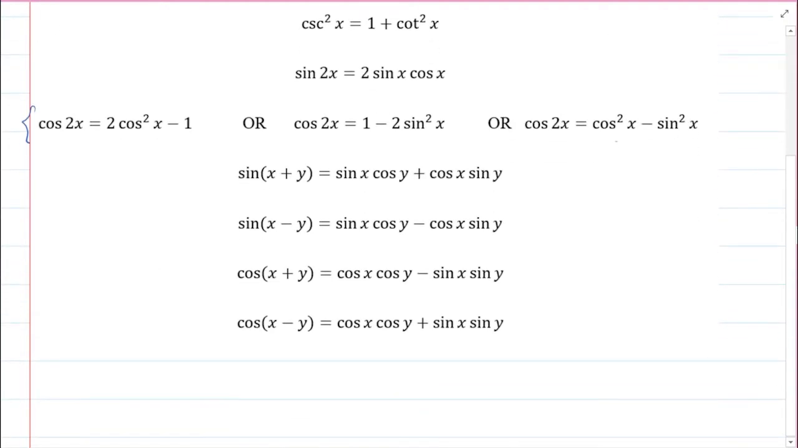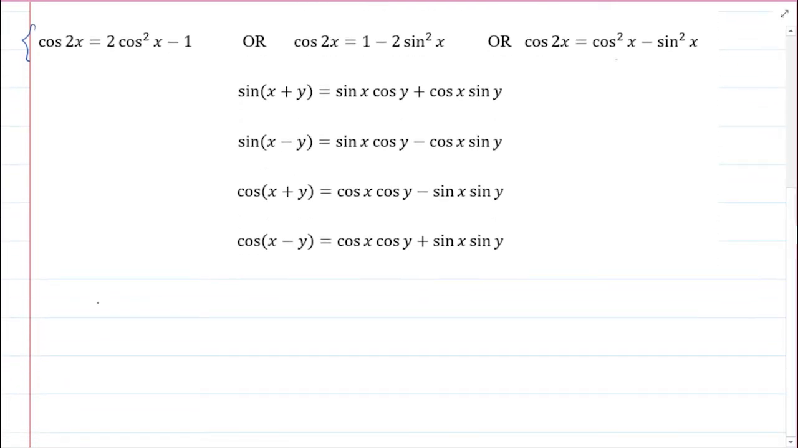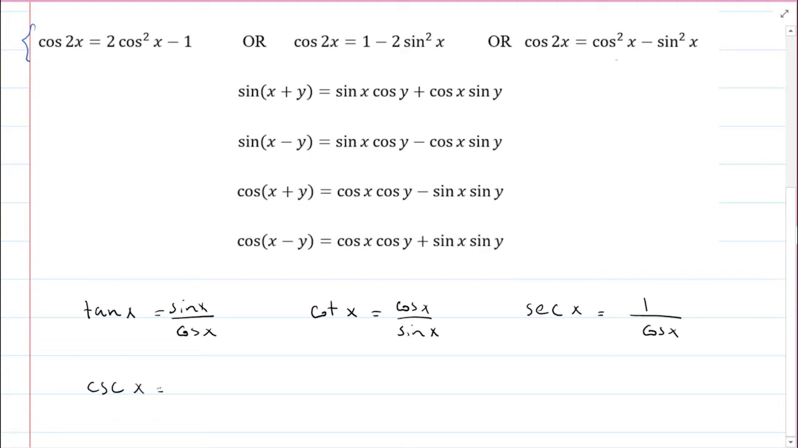We also have these identities for addition and subtraction of angles. So sine of x plus y, sine of x minus y, and the same thing with cosine. We also need to know the definition of tan, which is sine over cosine, cotan, which is cosine over sine, secant, which is 1 over cosine, and cosecant, which is 1 over sine x.